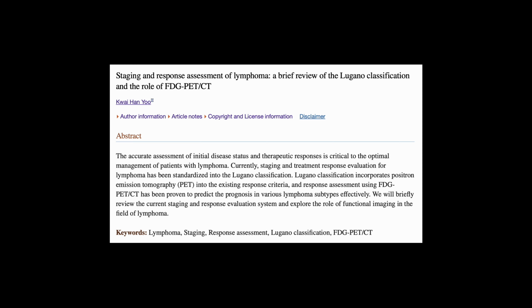Here is an interesting article on this topic: Staging and Response Assessment of Lymphoma, a brief review of the Lugano classification and the role of FDG PET.